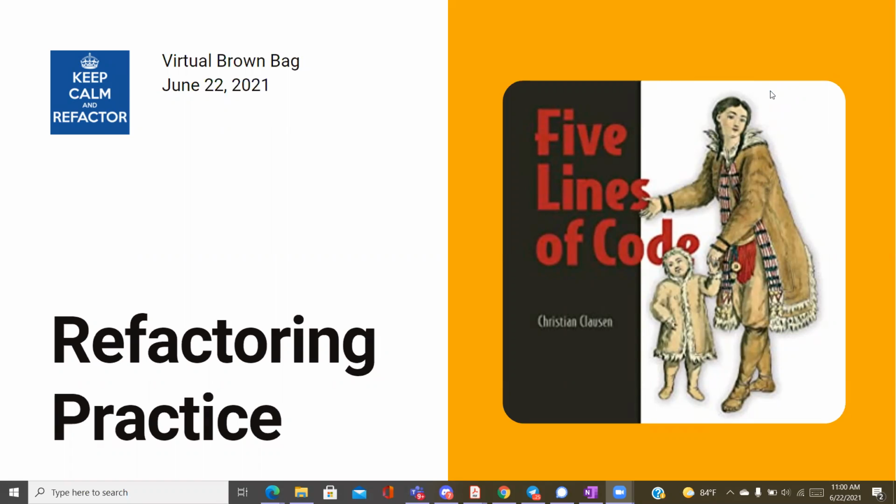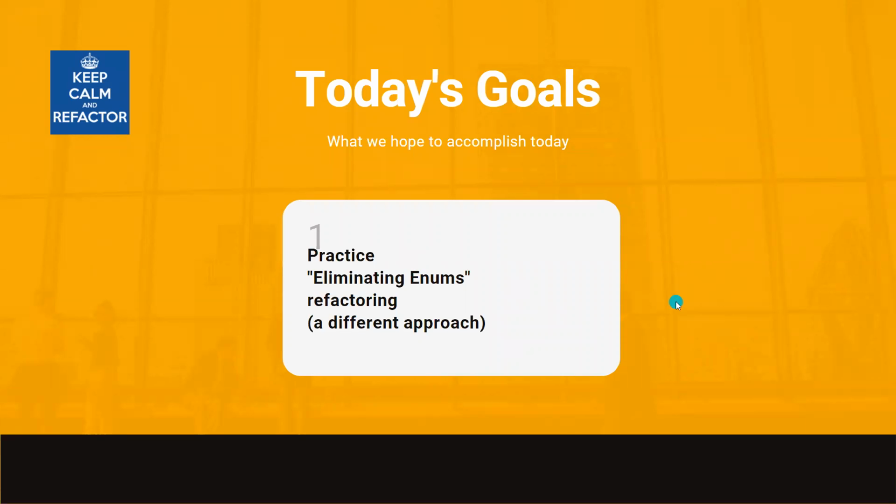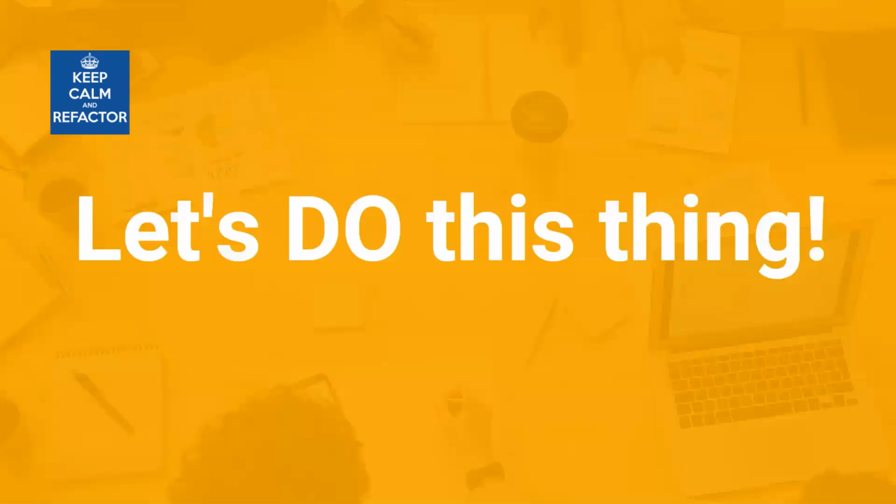Well, here we go. This is our last entry about the 5 lines of code book by Christian Clausen. We're going to wrap up the end of, I guess this would be chapter 6. What we'll be discussing today is eliminating enums refactoring. It's going to be a different way than we did it before, but it should be pretty interesting. It's a little tricky, so it'll be a good thing to practice. So that being said, let's do this thing.